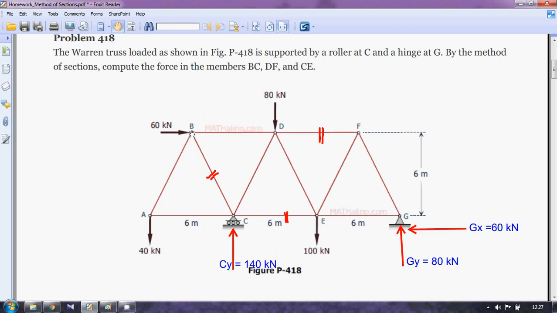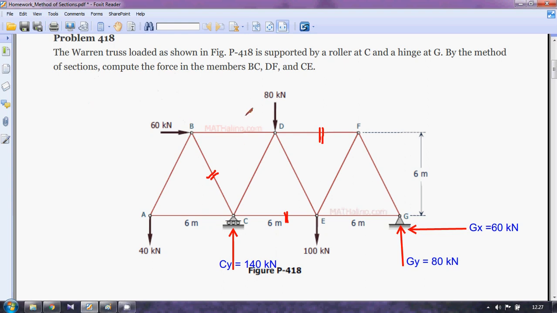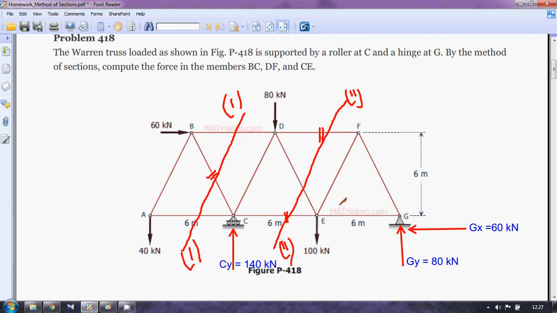So in order to calculate the member force BC, you have to decide how you will take a section. I can see that if I take a section like this, then this member force BC will be cut, and it can be easily calculated. In order to calculate the member forces DF and CE, you have to cut the section like this. So this is section 1-1, and this is section 2-2.